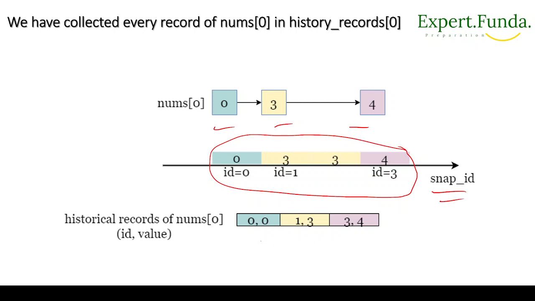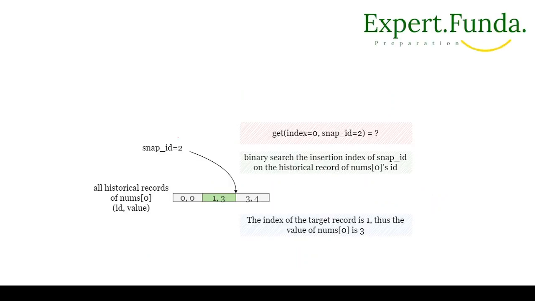So the history record will look like 0 0, 1 3 and 3 4, and this is now at 0, its id and value is the record, right? So when we take the snapshot, the snapshot id is like this one we're talking about. All the history of records will look like this, and we binary search the insertion index of the snapshot id on the history record of the nums at 0, right? So at the given index and snapshot id we have some data. The index of the target record is 1, and thus the value of num is nothing but 3.